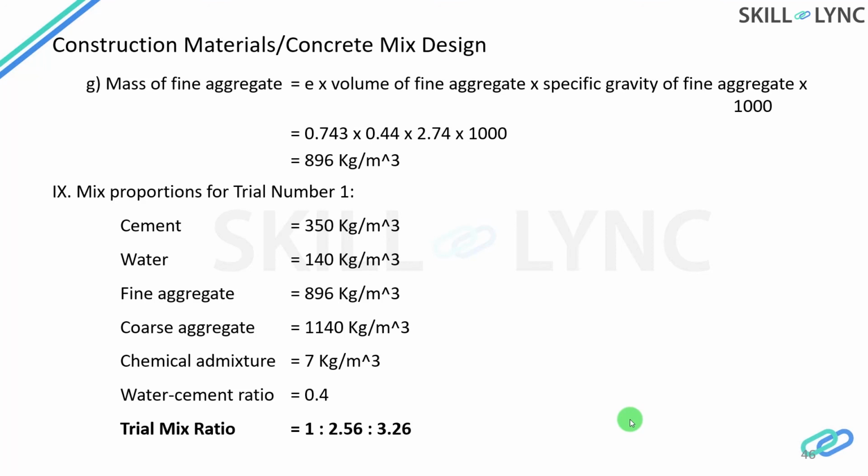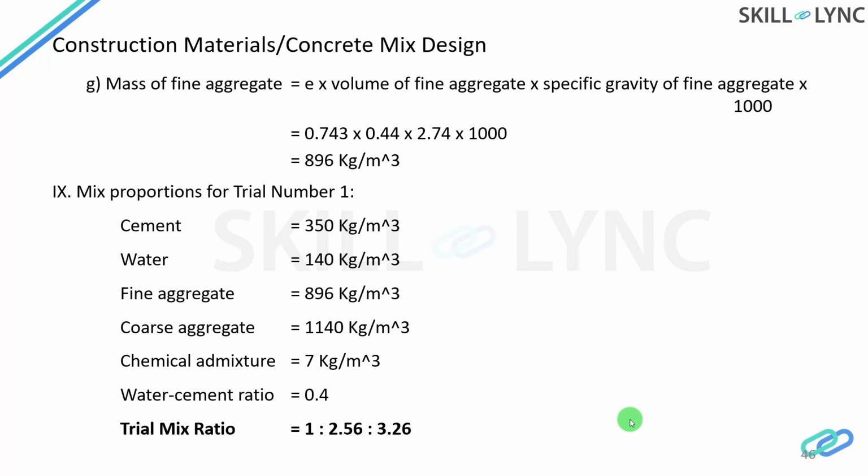Now, let's calculate the mix proportion for the trial mix. So here the cement value is 350 kg per meter cube, water used is 140 kg per meter cube, fine aggregate is 896 kg per meter cube, coarse aggregate is 1140 kg per meter cube, chemical admixture is 7 kg per meter cube, and water cement ratio is 0.4, which is the lowest, and the trial mix ratio, therefore, is 1:2.56:3.26, that is cement to fine aggregate to coarse aggregate.